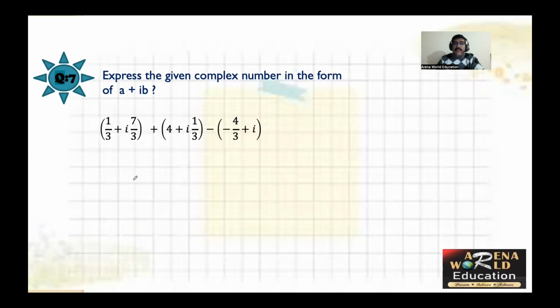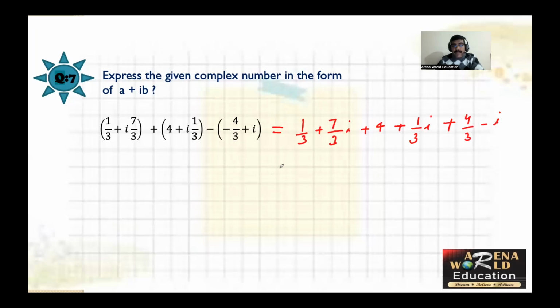In question number 7, this is a similar question to question number 6, right? But here we have to solve 3 binomials. So first of all, let us open the bracket. 1 upon 3 plus iota into 7 by 3. We can write it as iota into 7 by 3 or 7 by 3 iota, plus 4 plus 1 upon 3 iota. Now minus. So minus into minus, this will be plus 4 upon 3. And minus into plus, this will be minus iota.